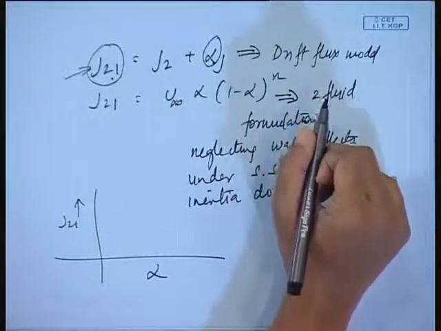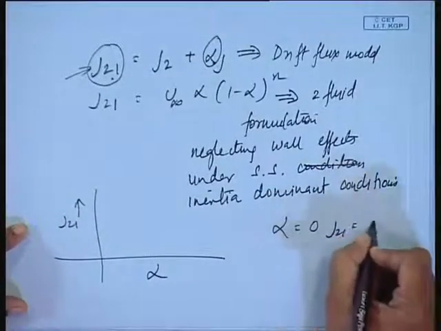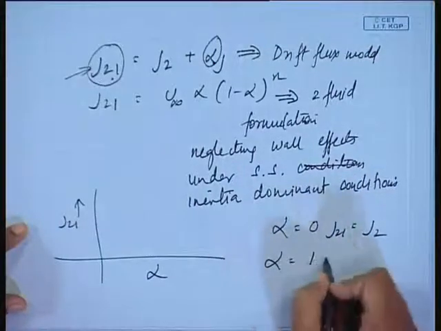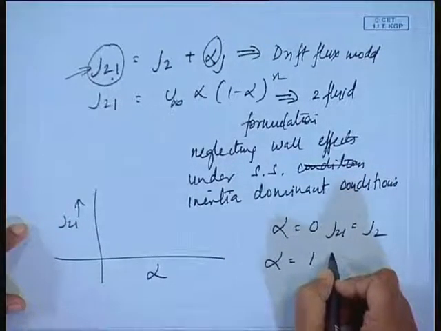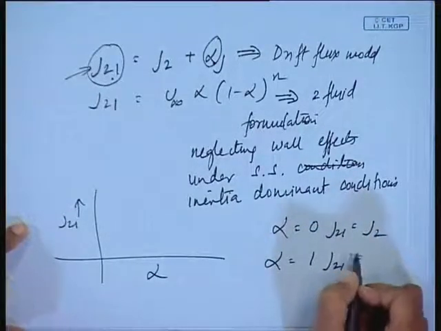Straight line, very correct. What will be the intercepts of the straight line? If you know the endpoints or if you know the slope, you can draw the straight line very easily. What will be the intercepts of the straight line at alpha equal to 0? So, you know at alpha equals 0, J21 equals J2. At alpha equal to 1, do it and tell me.